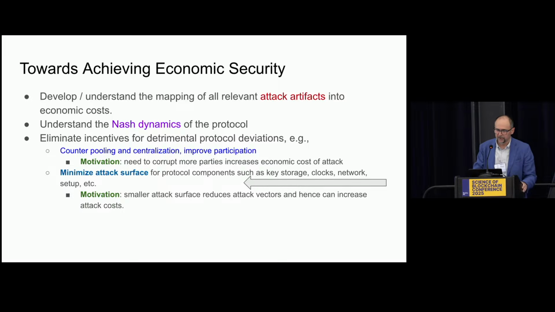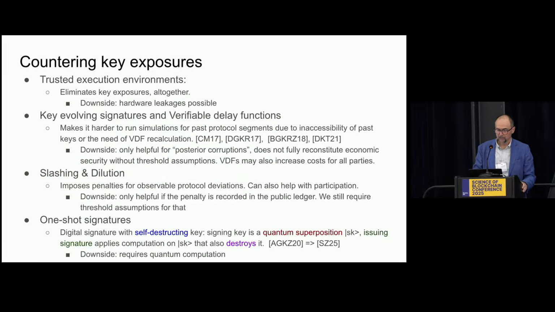So let me now move to key exposures and other attack vectors that are of interest in the context of economic security. There are a few different ways that have been proposed in the literature that all come with their downsides, and some of them implemented as well. So here are some examples of how to deal with key exposures and increase their economic costs. Trusted execution environments, of course, do work, assuming that you trust the hardware.